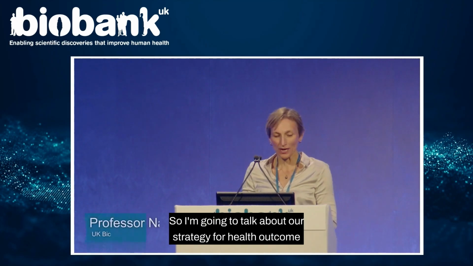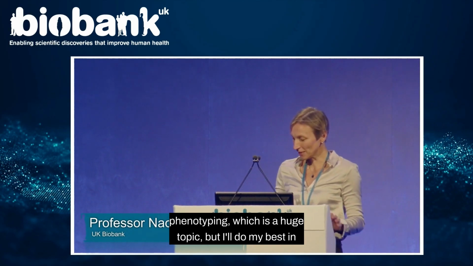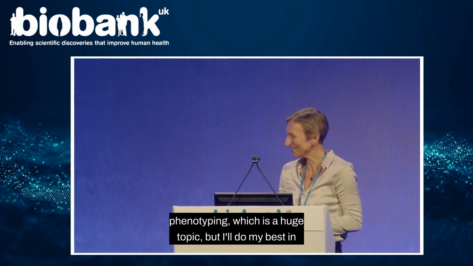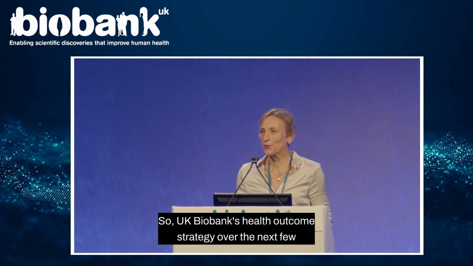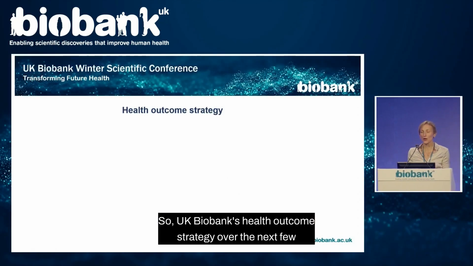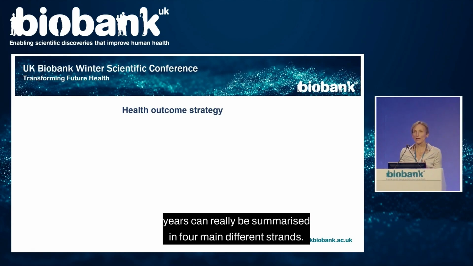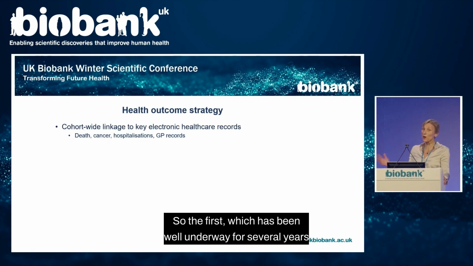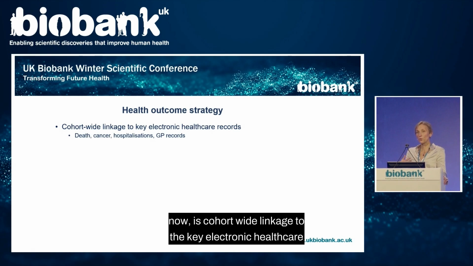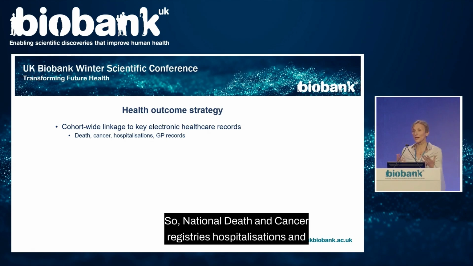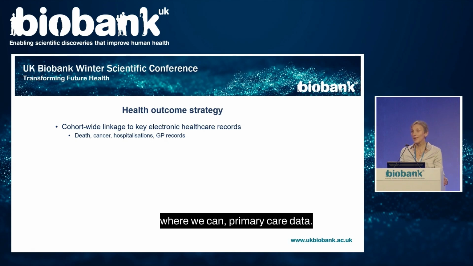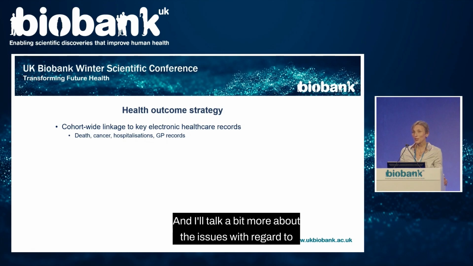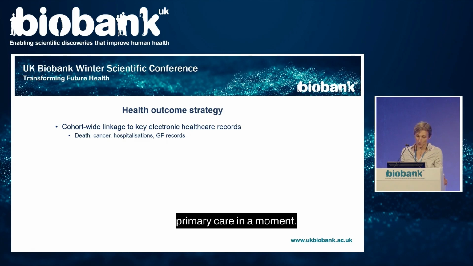So I'm going to talk about our strategy for health outcome phenotyping, which is a huge topic, but I'll do my best in 10 minutes. UK Biobank's health outcome strategy over the next few years can really be summarised in four main different strands. The first, which has been well underway for several years now, is cohort-wide linkage to the key electronic healthcare records that exist across this country, so national death and cancer registries, hospitalisations, and where we can, primary care data, and I'll talk a bit more about the issues with regard to primary care in a moment.